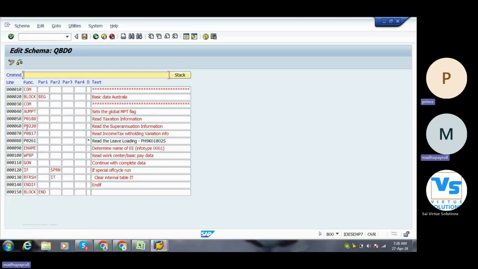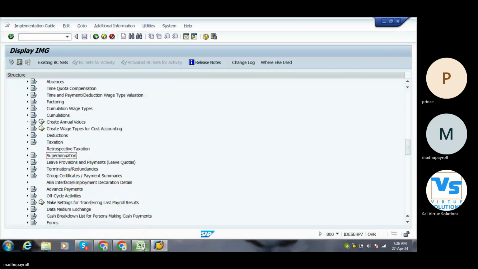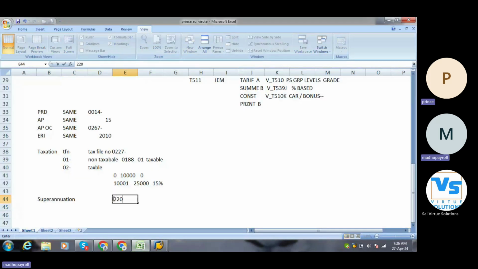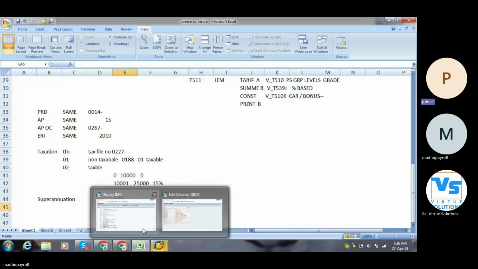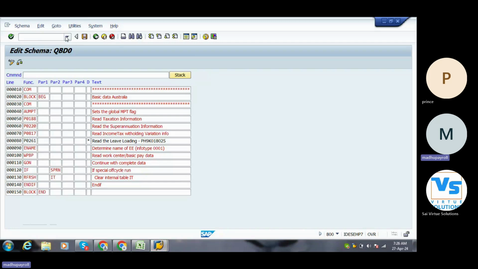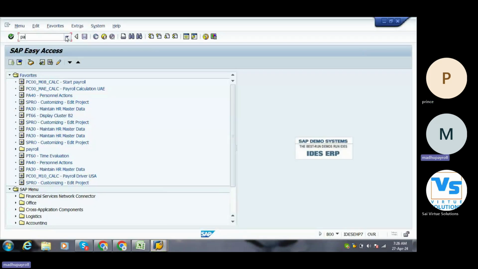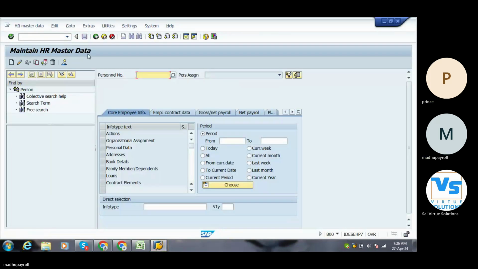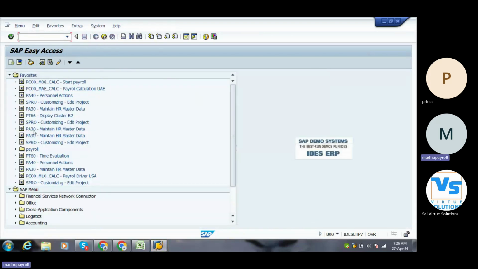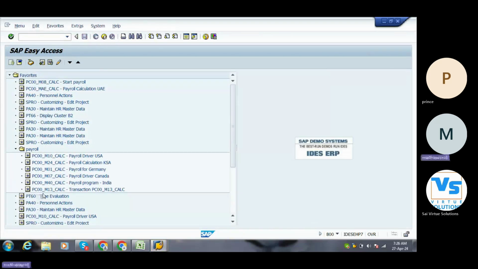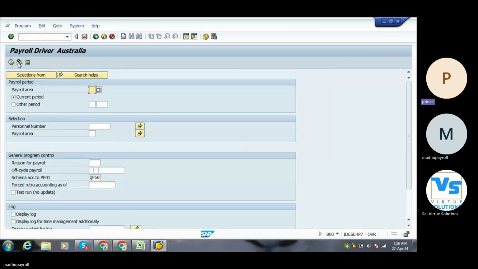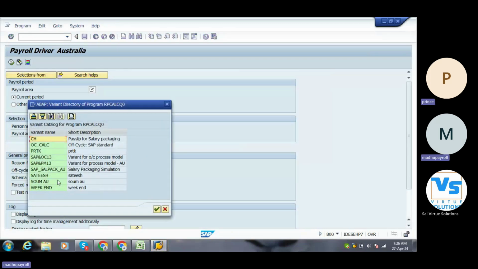This is the 220 info type. Whenever you maintain the 220 info type, I have the data. Just give me one minute. I want to show you how it looks. Go to PA30. Just a minute. Do we have any? Yeah, we have the data. I can show you.